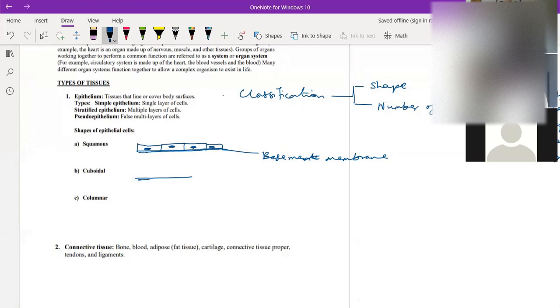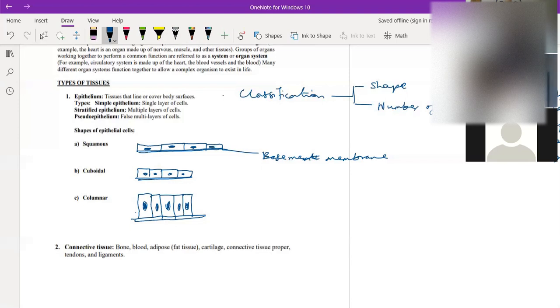And then for cuboidal, you have the basement membrane and the cells will be like cubes, all the size equal. And the nucleus will be round. So if you see that, you're dealing with cuboidal epithelium. And then columnar will be like columns, pillars. So the basement membrane, and then you see the cells, tall cells, several times taller than the width. And the long axis of the nucleus will be perpendicular to the basement membrane, like this. So if we see these structures, we are dealing with columnar epithelium.